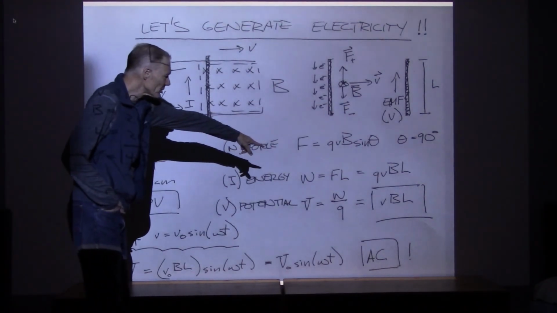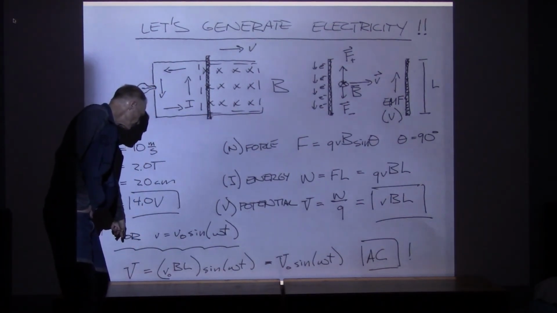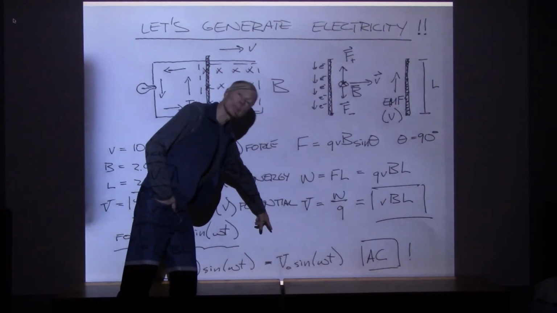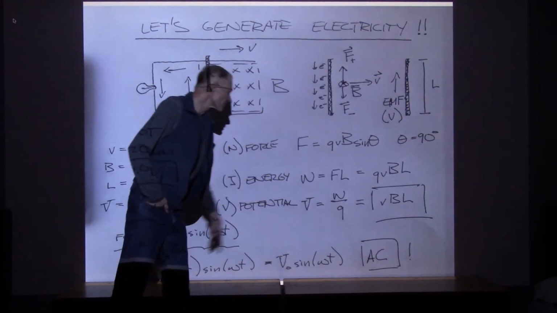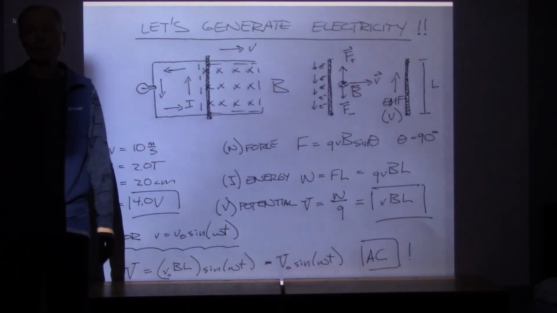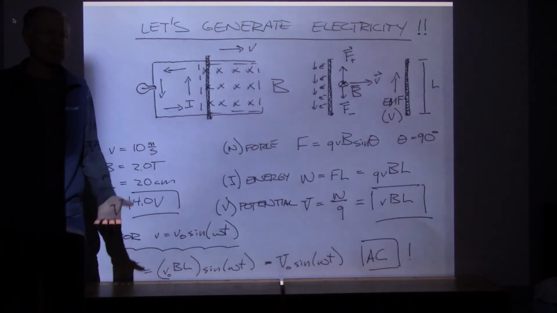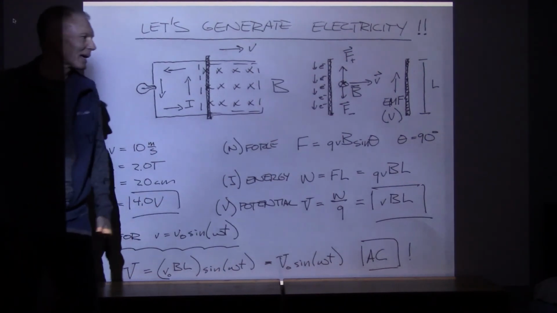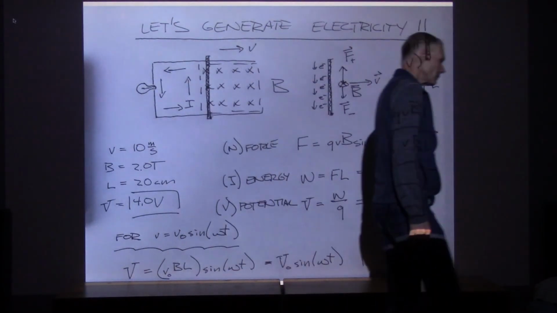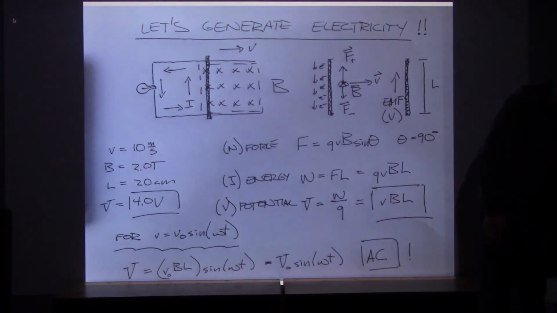If I plug that into my EMF formula, what I get is a voltage that has some peak value times the sine of omega t. Alternating current, done. That's it. That's the end of the chapter. It could be. There's some more details that we want to look at within the chapter. But that's the basic picture of generating EMFs.